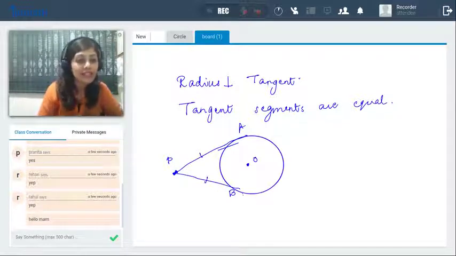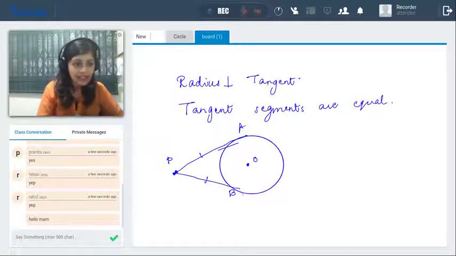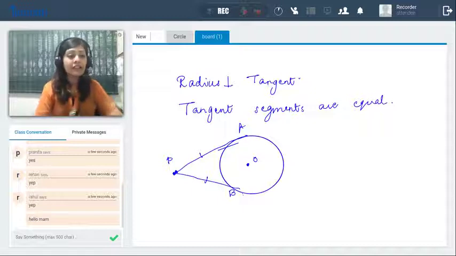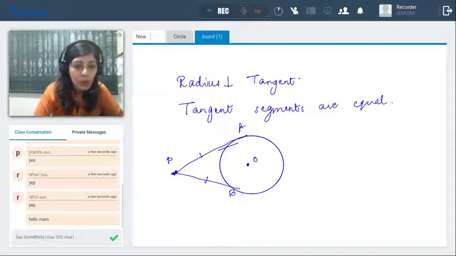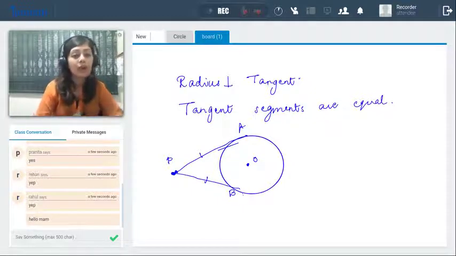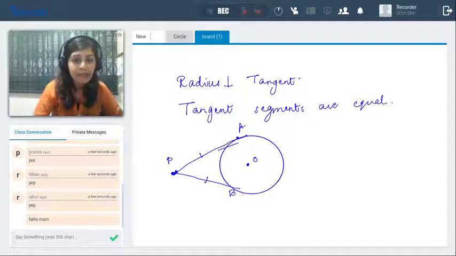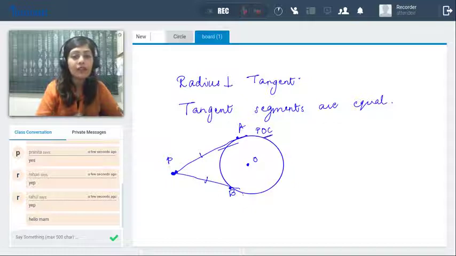Let's quickly revise what tangent segments are. Tangent segments are segments with one endpoint as a point on the tangent line. The other endpoint is always the point of contact. So such segments are known as tangent segments. From one external point, you can have only two tangent segments and they are equal.